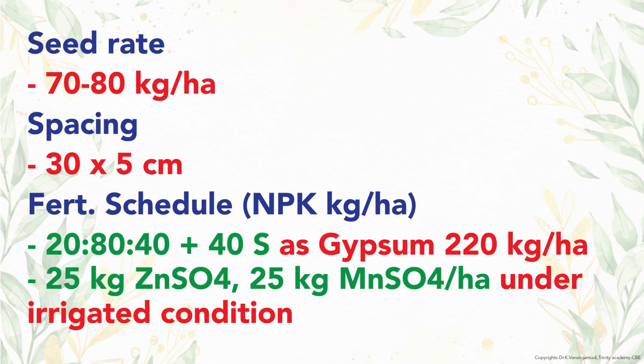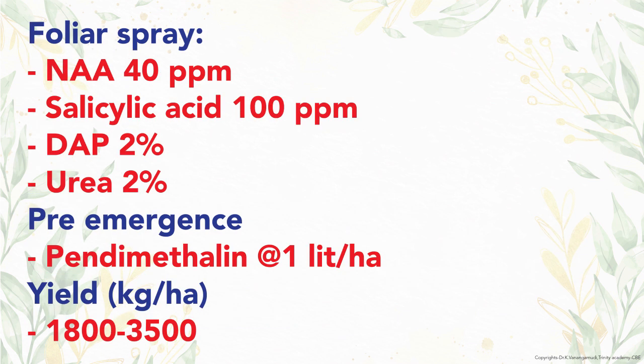as gypsum. For irrigated conditions, besides these, 25 kg of zinc sulfate and 25 kg of manganese sulfate are applied. Foliar spray is recommended for enhancing flowering and productivity, and they are 40 ppm naphthalene acetic acid or 100 ppm salicylic acid or 2% diammonium phosphate or 2% urea.